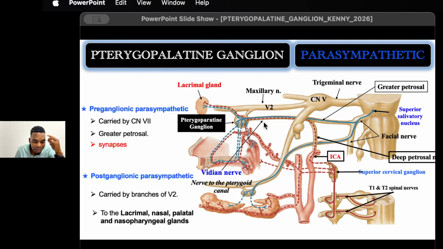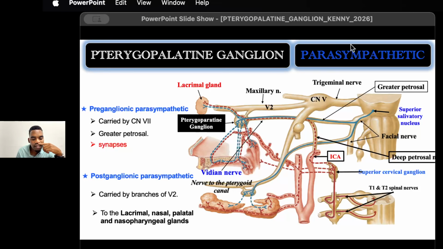Now, all these fibers in the Vidian nerve are carrying the preganglionic parasympathetic fibers. Remember, the ganglion that we are talking about today is the pterygopalatine ganglion. So the fibers which are coming to the pterygopalatine ganglion are called the preganglionic fibers. Okay, but that's parasympathetic. So we have the preganglionic parasympathetic fibers that are carried by the facial nerve, but they are getting here by way of the greater petrosal, which is joining the deep petrosal to form the Vidian nerve, and the Vidian nerve is going to the pterygopalatine ganglion.